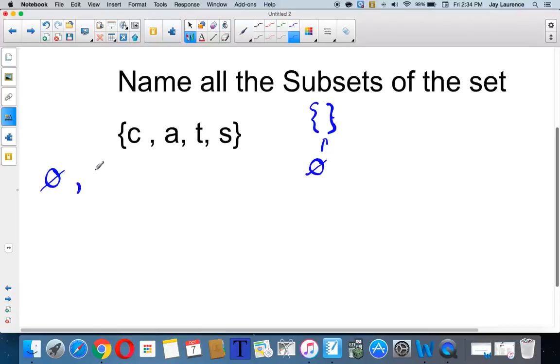Okay, now I'm going to list all the subsets that only have one member. Well, there's C, right? And then there's A. And then there's T.